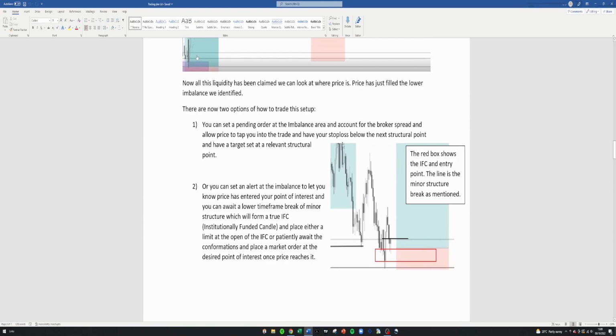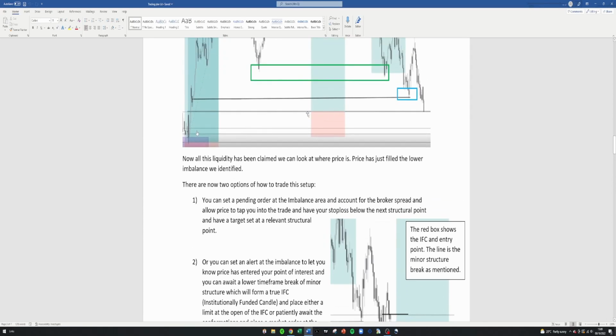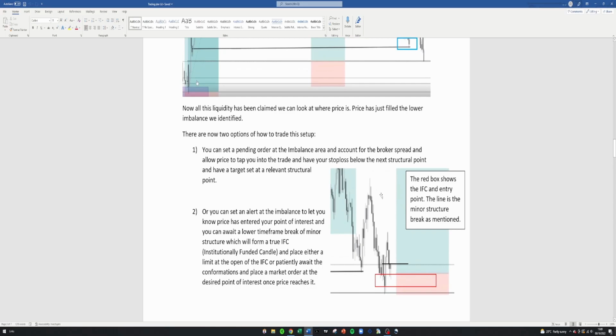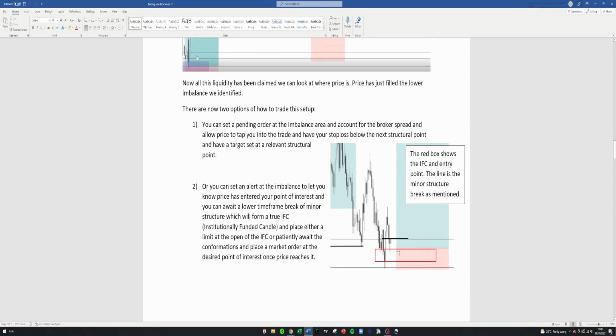Or you can set an alert at the imbalance, so you'd set an alert here, and that will let you know that price has entered your POI, your point of interest. You can then await a lower time frame break of minor structure, which will form an institutionally funded candle, and then place either a limit at the open of the institutionally funded candle, also known as an order block, or patiently await the confirmations and place a market order at the desired point of interest once price reaches it.